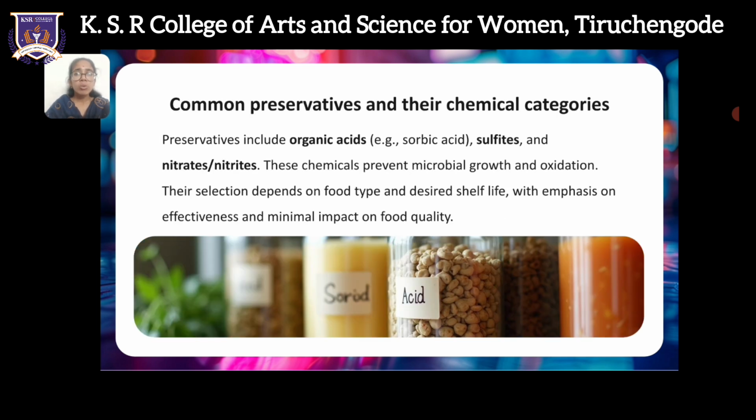Then, what are the common preservatives, like food additives, and their chemical categories? The main food additives used for food preservation are organic acids, such as sorbic acid, along with sulfites, nitrates and nitrites. These are the main common preservatives, and these chemicals will prevent microbial growth and oxidation. So once we use these preservatives in food, we must select them based upon the food type and desired shelf life, for minimal impact on the food quality.